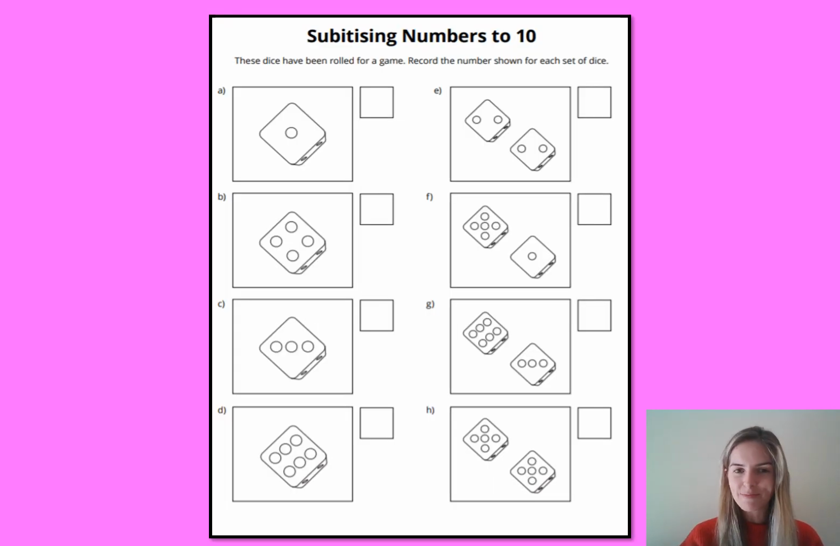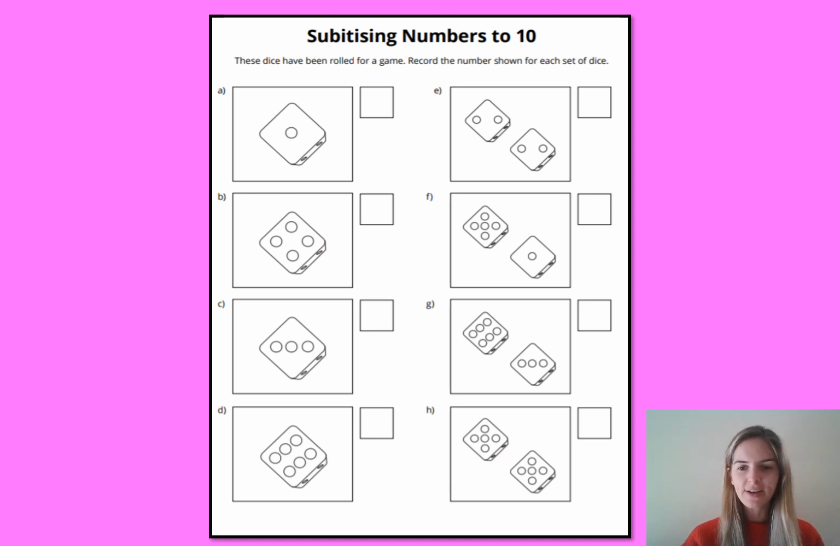Okay, well done with that, boys and girls. What we're going to do now is we are going to subitize numbers to 10. Now what you can do is you can write your answers on a piece of paper and then come back to the video and we will check them together. So pause it now, give yourself lots of time to write down your answers and then come back and we can look at it together.